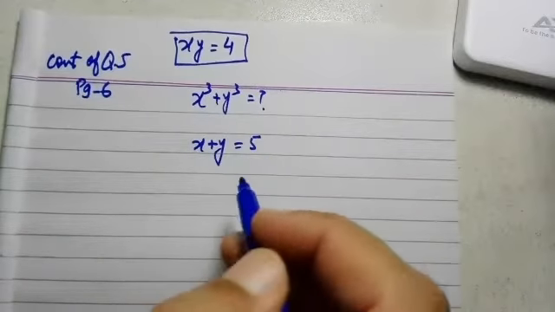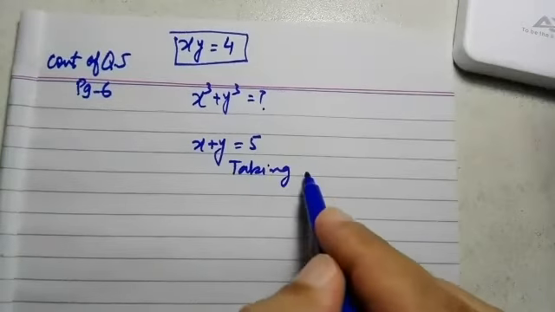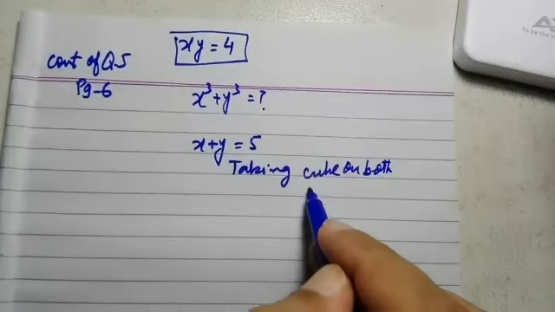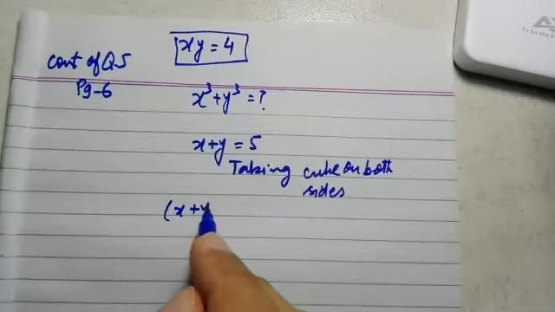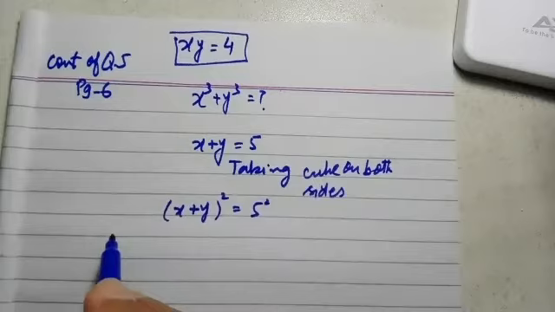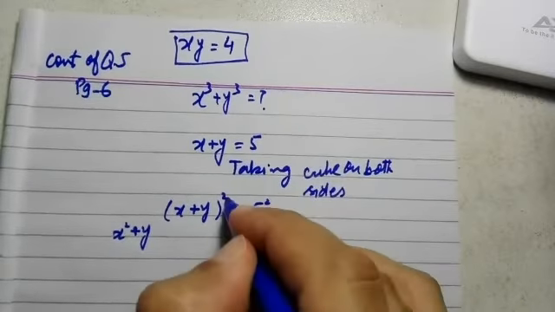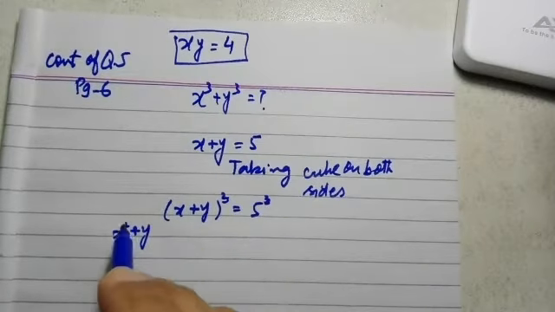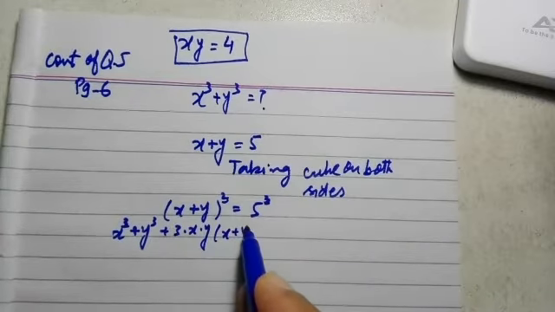So what we will do is take cube on both sides. Taking cube on both sides, (x plus y) whole cube equals 5 cube. Okay, we have to take cube, so you will write it as x cube plus y cube plus 3xy into (x plus y) equals 125.